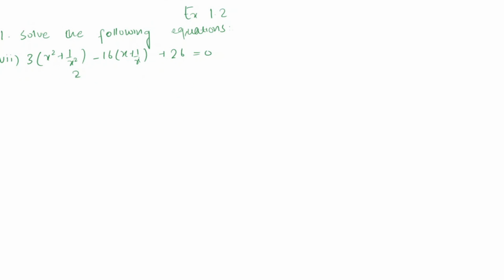Exercise 1.2, solve the following equations, and this is question 7. If you look at this, we have x plus 1 over x and x square plus 1 over x square. If we write x plus 1 over x and take its whole square, then it is the same formula as a plus b whole square, so it is a square plus b square plus 2ab.